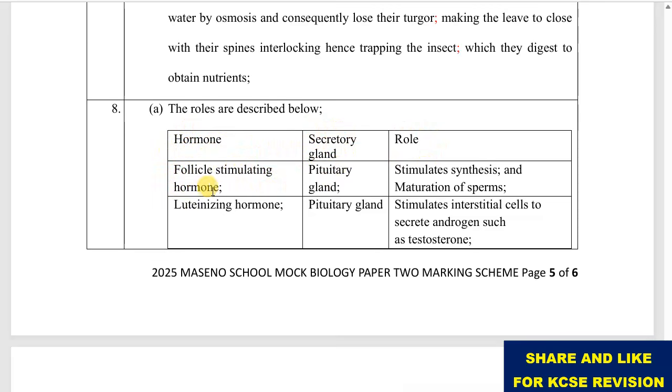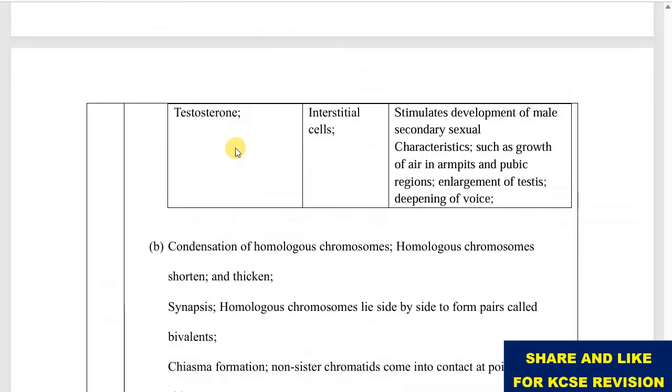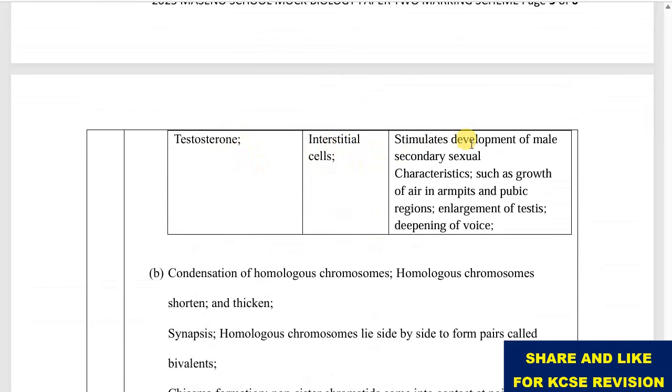First, follicle-stimulating hormone. It is produced by the pituitary gland and stimulates synthesis and maturation of the sperm. Luteinizing hormone, from the pituitary gland, stimulates interstitial cells to secrete androgens such as testosterone. Testosterone stimulates the development of male secondary sexual characteristics such as growth of hair in the armpits and pubic regions.